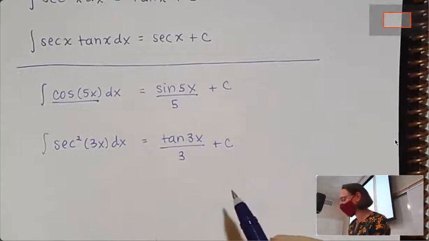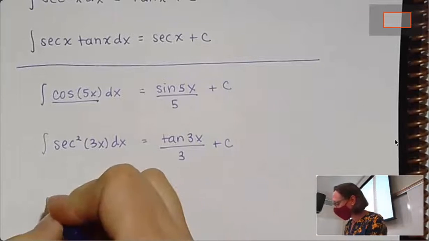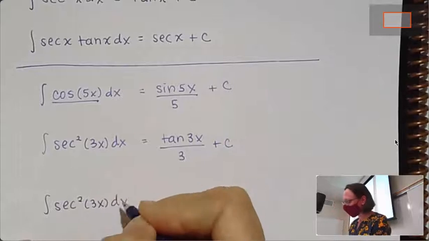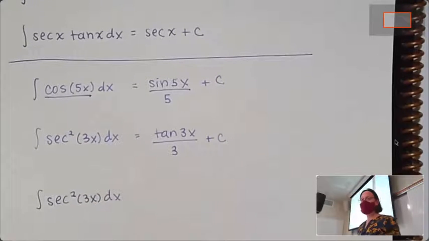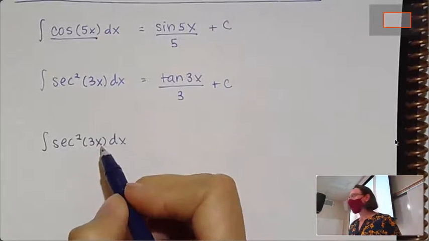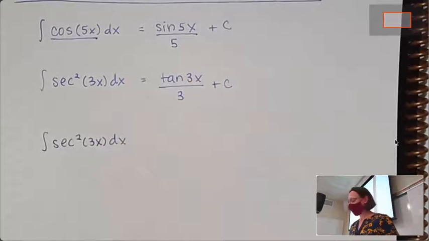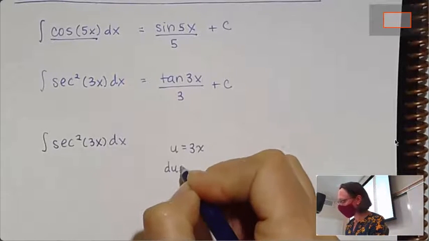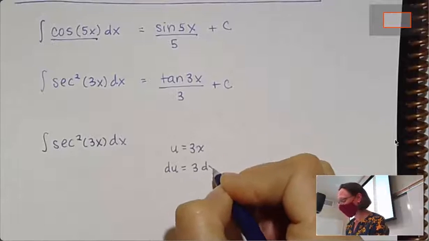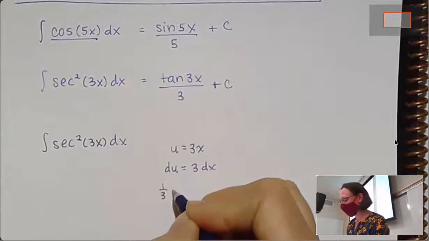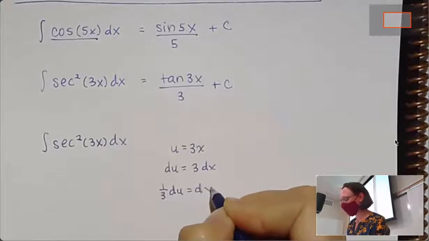But if I did that as a u substitution, and I just had this secant squared 3x dx, I could say, oh, hey, does the derivative of one part equal the other part? And it kind of does, because the derivative of 3x is kind of dx. If I let u be equal to 3x, then du would be 3 dx. And although I don't have that 3, it does mean that I can rewrite that as 1/3 du is equal to dx.